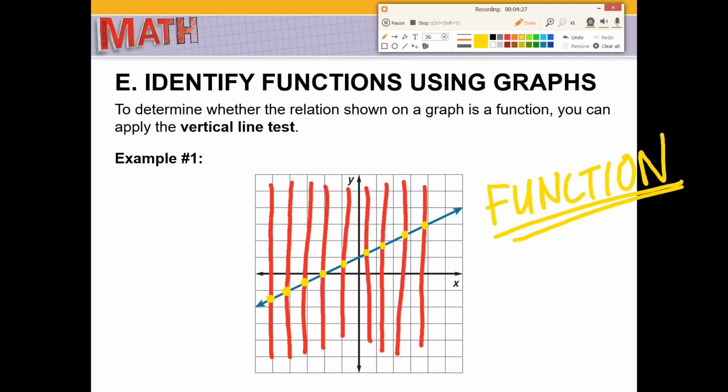Again, the vertical lines should only touch the graph at 1 point, all of them, at only 1 point. If it touches the graph at more than 1 point, let's say 2 points, 3 points, then it is not a function.